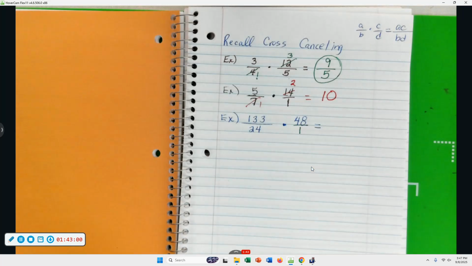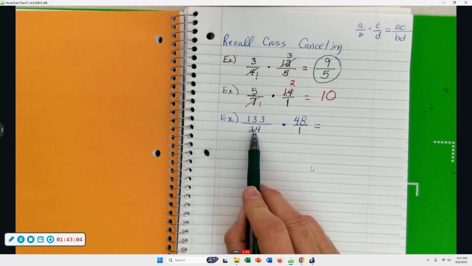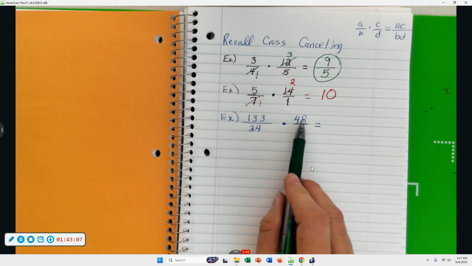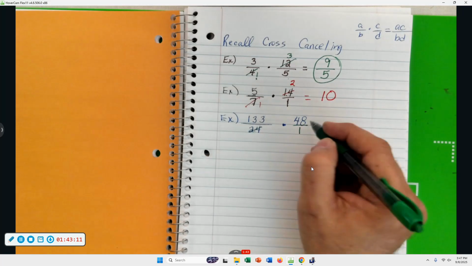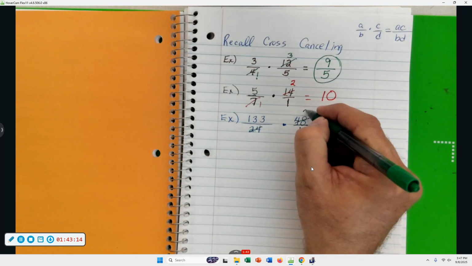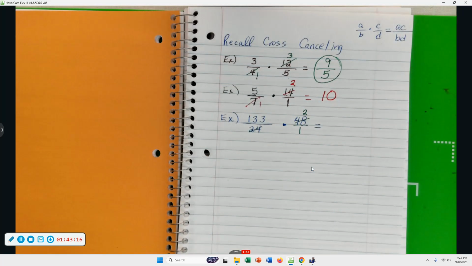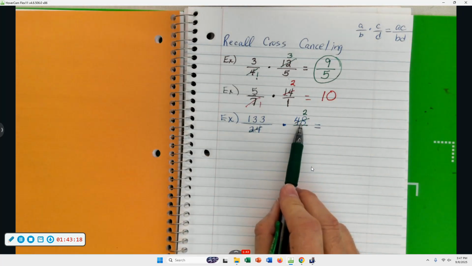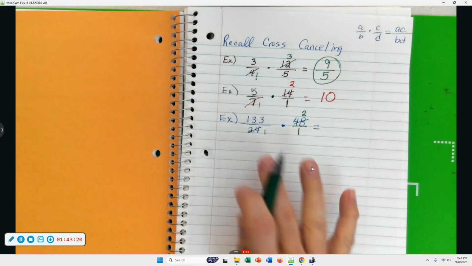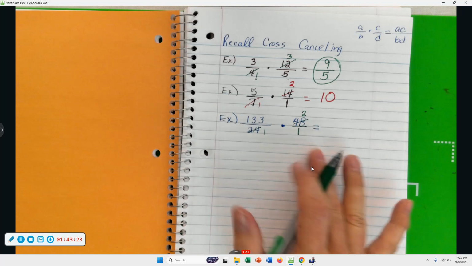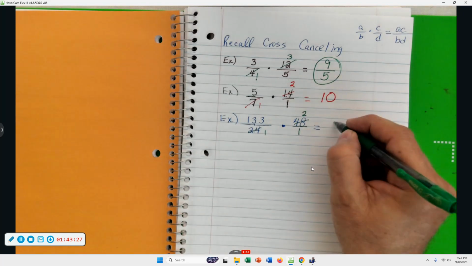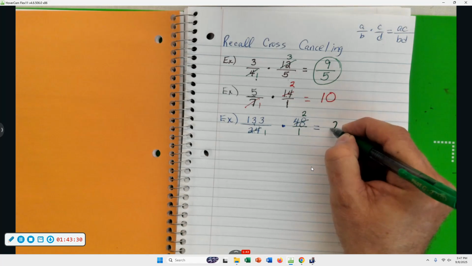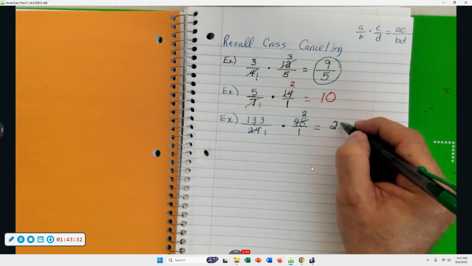I think of that as 48 over 1. 24 goes into 48 how many times? 2. So I could divide both of those numbers by 24. So I just have a 2 up here, and down here just a 1, so all my denominators are gone. 133 times 2. You want to help me out? That's going to be what, a 266?